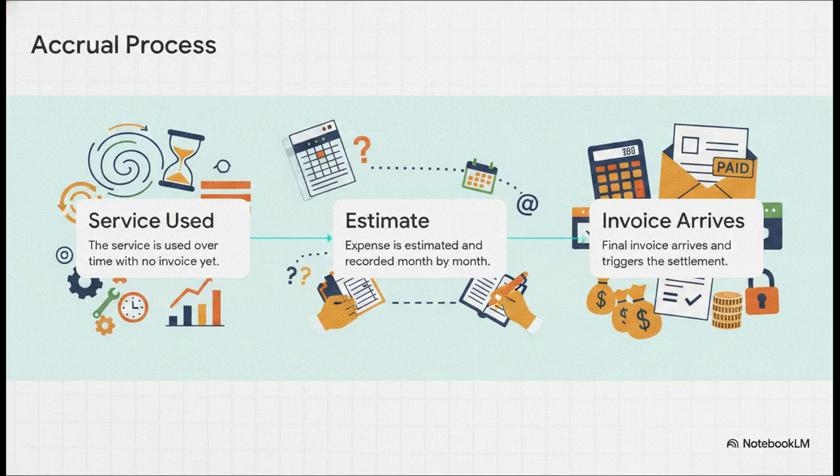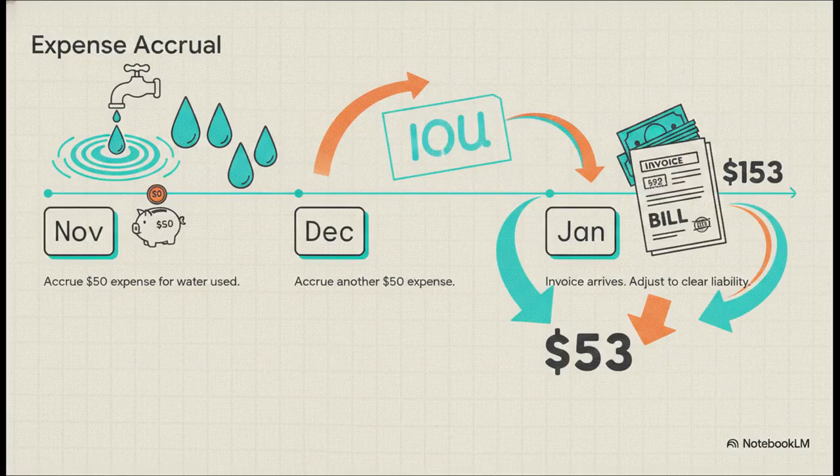So, Step 1, the service is being used over time day by day. Step 2, because we have absolutely no official trigger from the supplier, we literally have to step in, estimate the expense ourselves, and manually record it month by month as an adjusting entry. Then, Step 3, when that official piece of paper finally arrives in the future, it acts as the final trigger to true up and settle the whole thing. Let's look at the numbers to make this crystal clear.